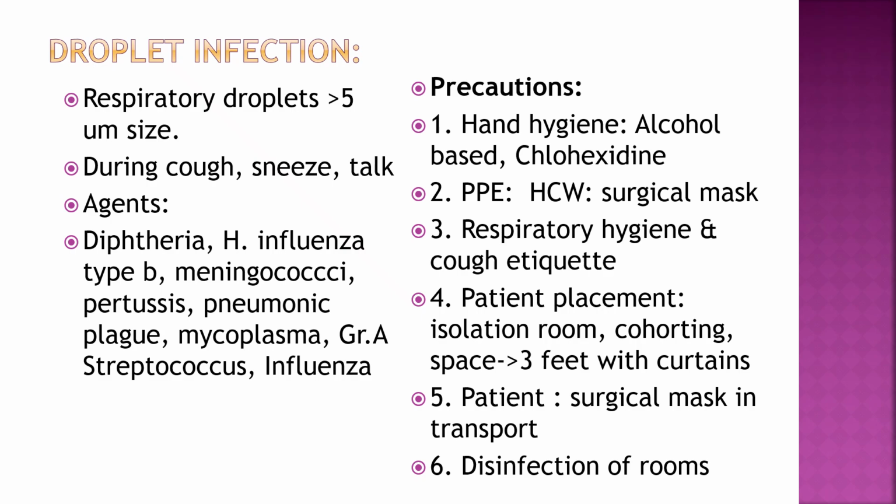Then patient placement: it should be in an isolation room. Cohorting can be done, so space should be more than 3 feet with curtains applied for the separation between patients. Then the patient should wear a surgical mask in transport, and healthcare workers should wear the surgical mask, and disinfection of the room is done at discharge of the patient.